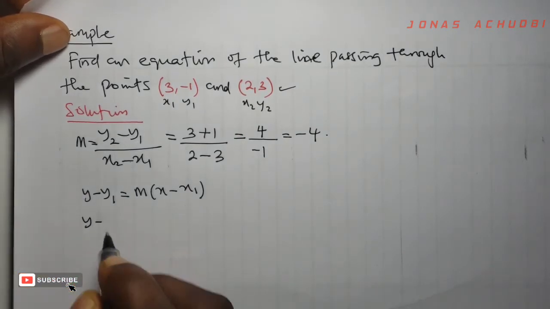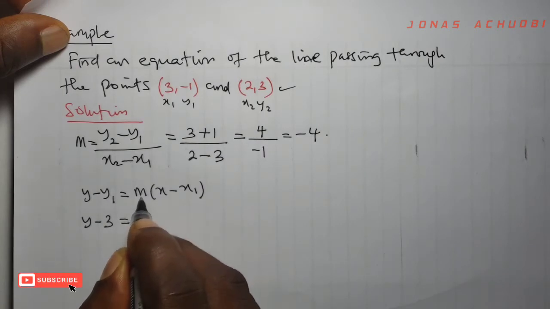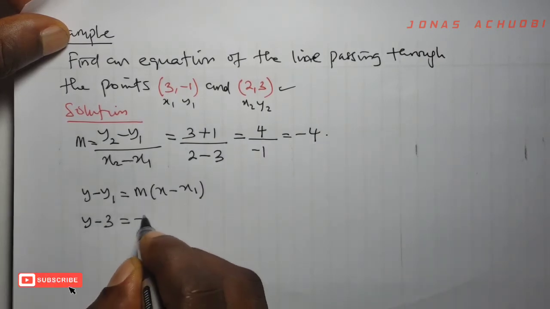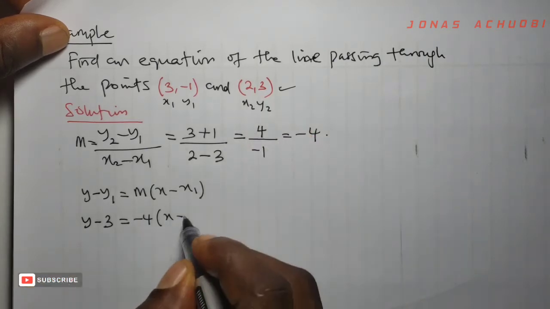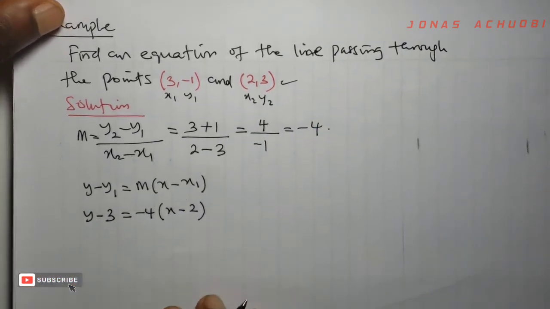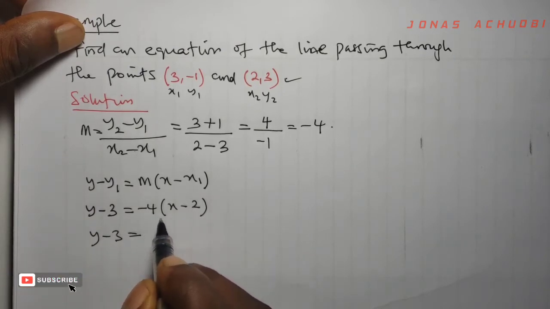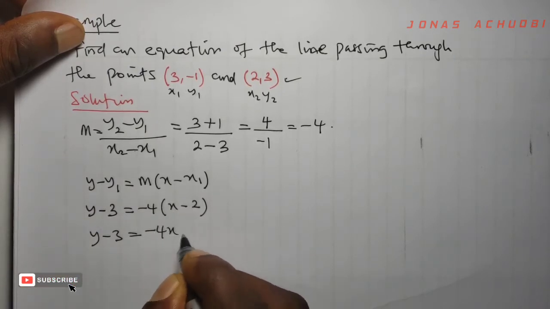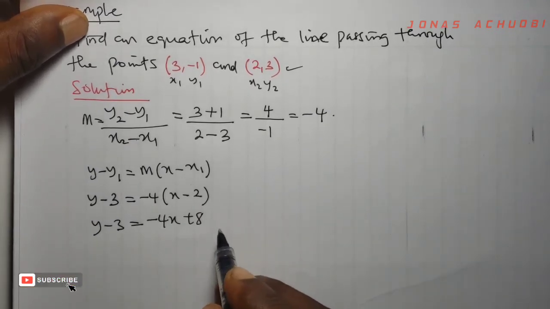So we have y minus y1, which is 3, equal to m, the slope, which we have gotten as minus 4, into x minus x1, where x1 is 2. So we simplify. We have y minus 3 equal to minus 4 times x, which is minus 4x plus 8. And this is the equation in the point slope form.